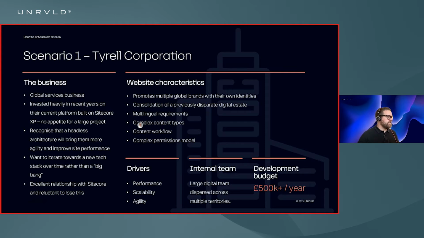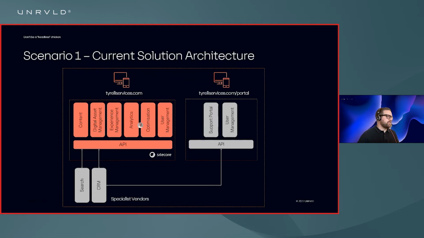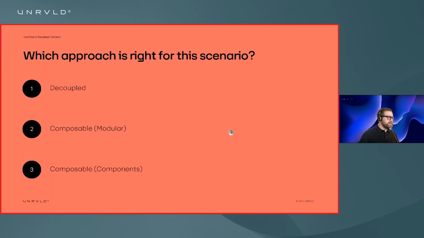So all things considered, their current architecture looks like this. They have this kind of classic XP scenario with an integration for a search provider, something like Algolia, and a CRM integration, something like perhaps Salesforce. They have a separate portal that deals with support, so they've got two separate user pools at the moment, which isn't ideal.